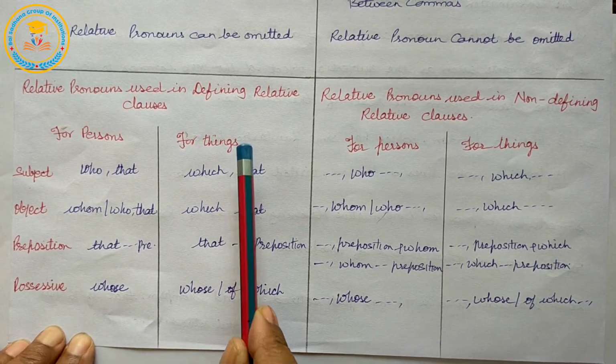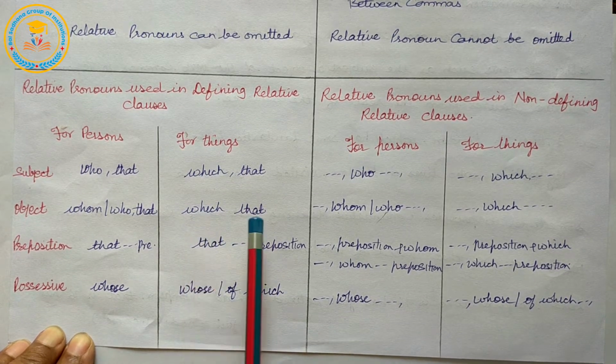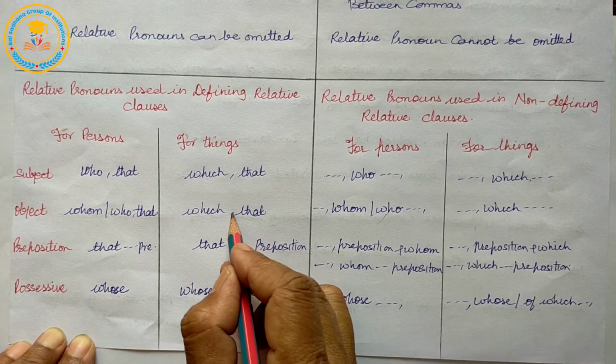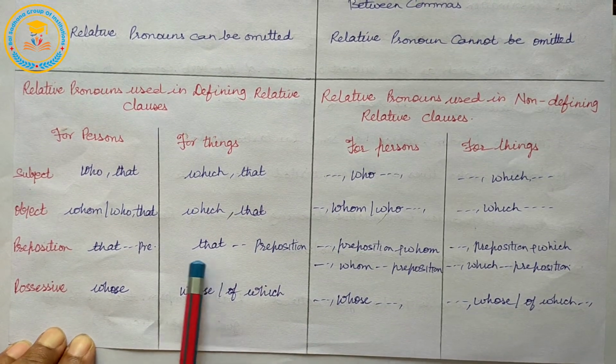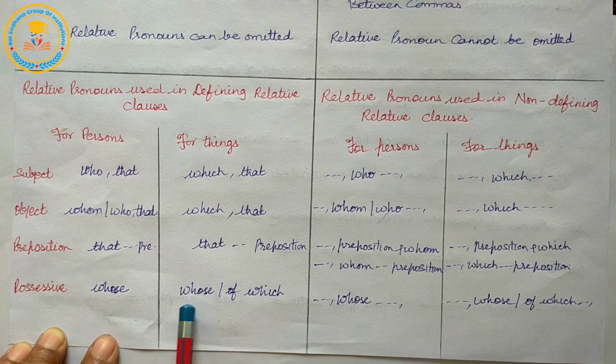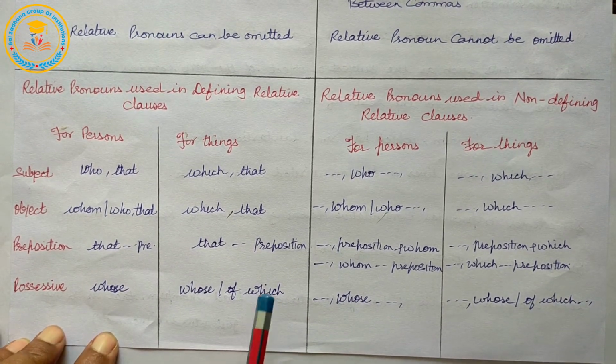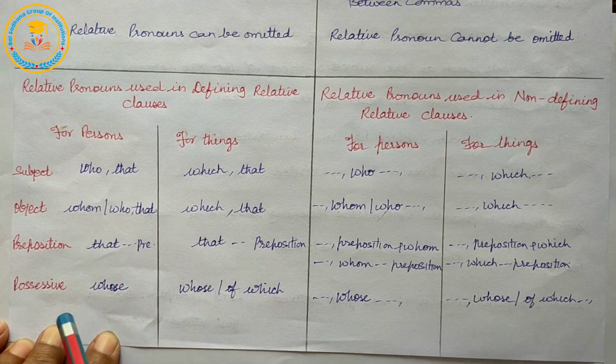And for things: subject which, that; object which, that; preposition same as we read about for person, that, with the preposition in the rest of the sentence; possessive whose or of which. These are the relative pronouns used in defining relative clauses.